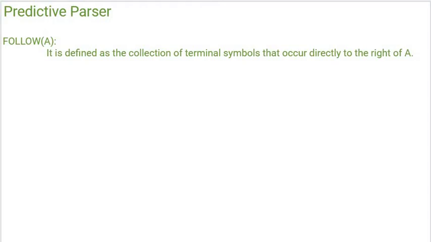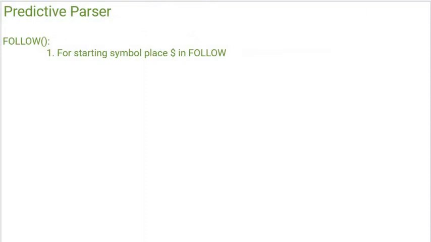When we want to calculate follow of A, we have to follow certain rules. So the first rule is, if you are calculating follow for a non-terminal, and assume that the non-terminal is a starting symbol. So ultimately what I'm trying to tell is, we are calculating the follow of a starting symbol. So when you're going to calculate the follow of a starting symbol, starting non-terminal, you have to add dollar to it.